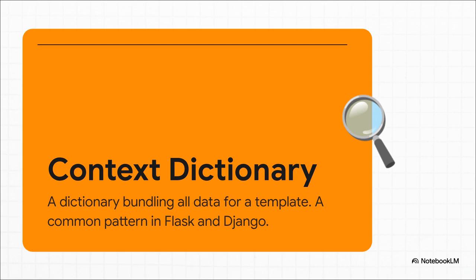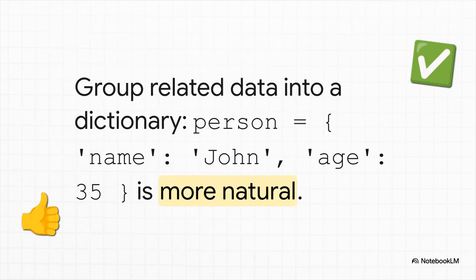And it's not just a Flask thing either. As someone in the thread pointed out, this is standard practice in big frameworks like Django too. It just keeps things neat and tidy. So what does that look like? Exactly like this. If you've got a bunch of variables that are all about one thing, like a person's name, their age, their favorite color, don't have them floating around as separate variables. Group them together in a person dictionary. It just makes sense, logically, and it makes your template code a breeze to read.